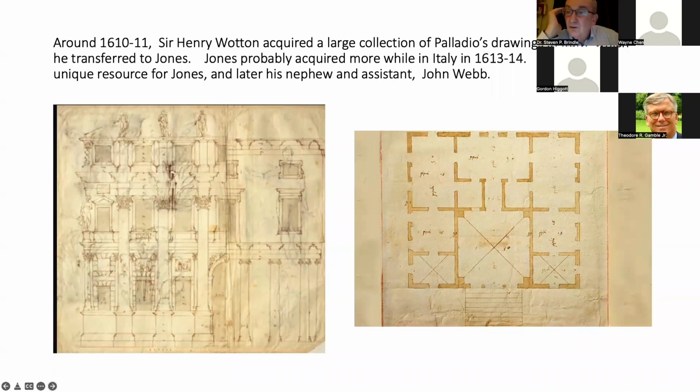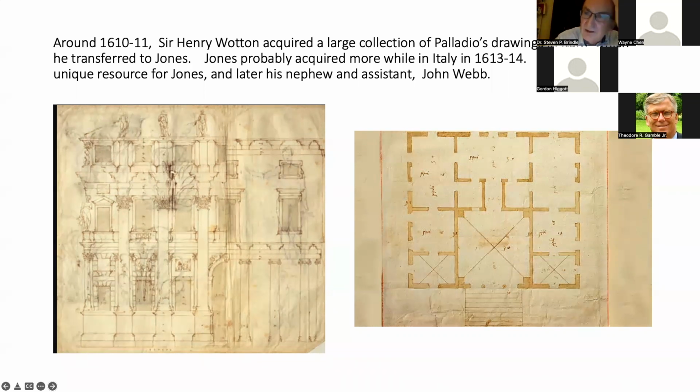Now, before long, Palladio managed to acquire a large collection of drawings. Jones managed to acquire a large collection of drawings by Palladio through the agency of a cultivated Englishman called Sir Henry Wotton, who probably bought them in Vicenza from Palladio's son, Silla Palladio. And Jones probably acquired more while in Italy in 1613-14 in the company of Lord Arundel.